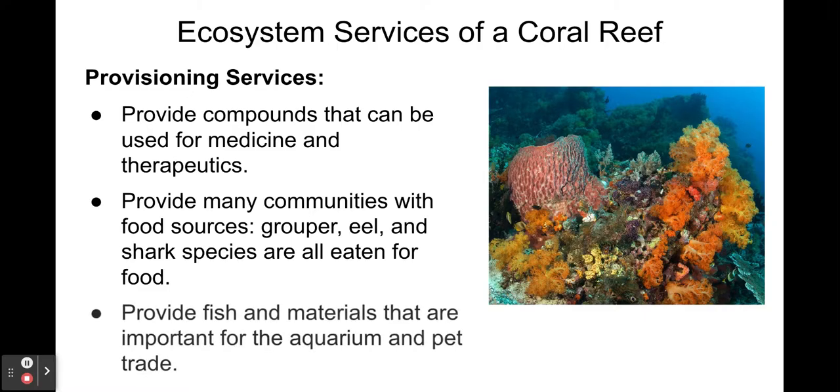And finally, coral reefs provide fish and materials like corals that are important for the aquarium and the pet trade. Notice that in all of these examples, I was specific and there was a clear benefit to humans.